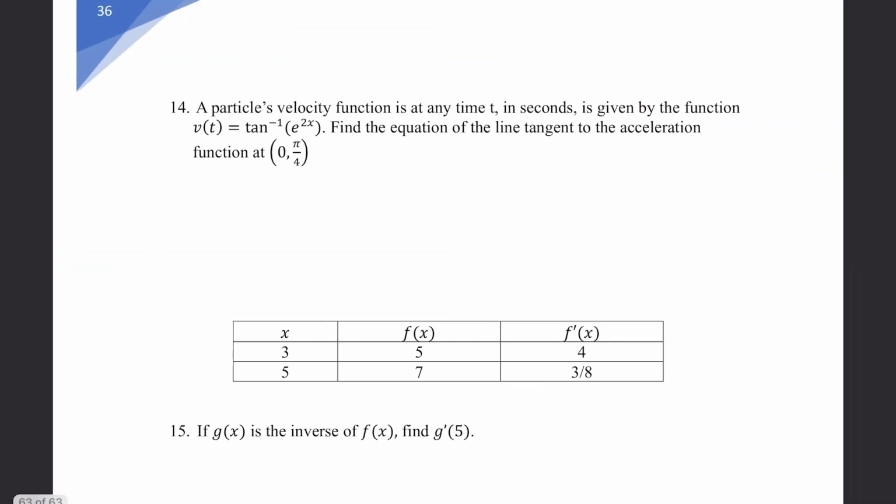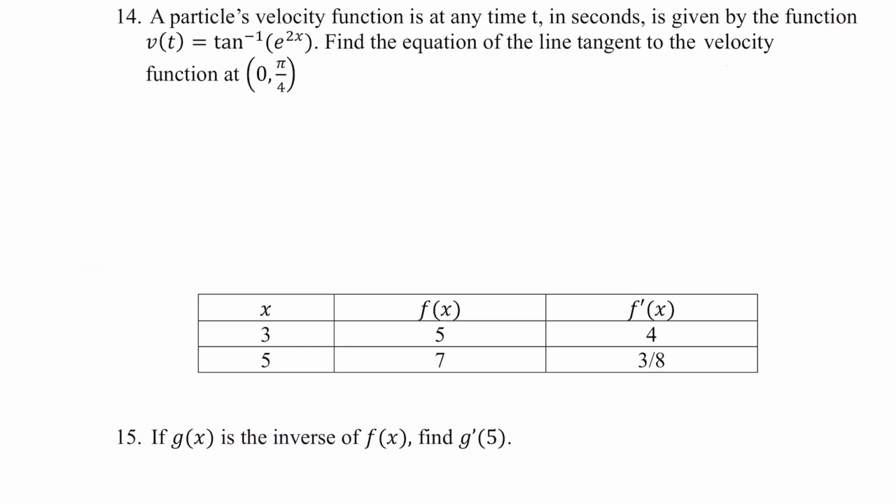Alright, moving on to number 14. Okay, so for this problem it says find the equation of the line tangent to the velocity function at 0, pi over 4. So v of t is going to be 1 plus 1 over e to the 2x to the power of 2 times 2e to the 2x, right? So 2e to the 2x all over 1 plus e to the 2x to the power of 2.